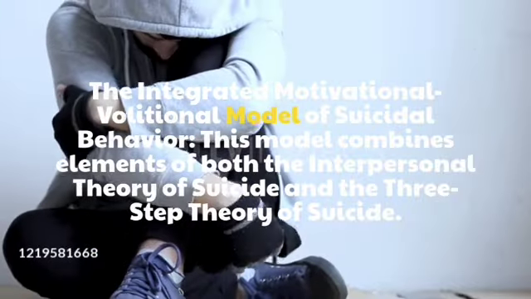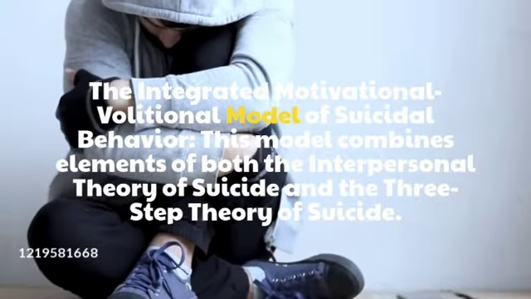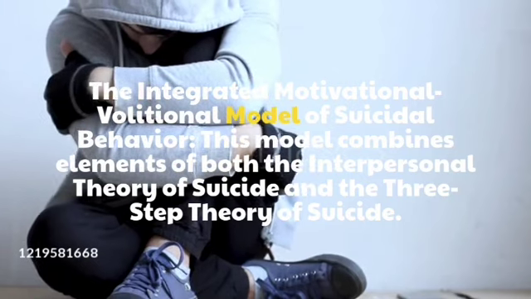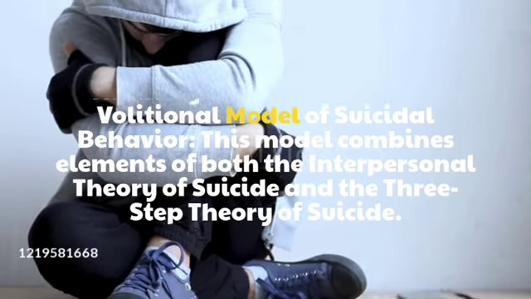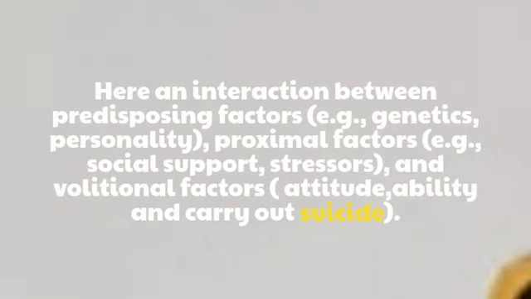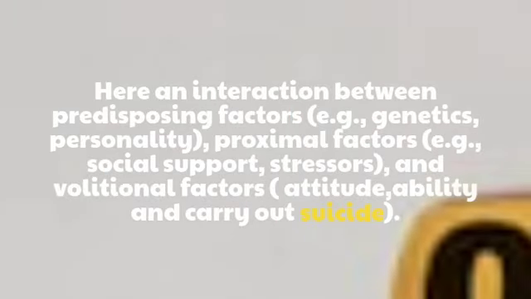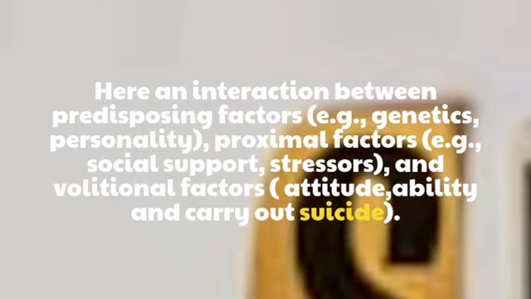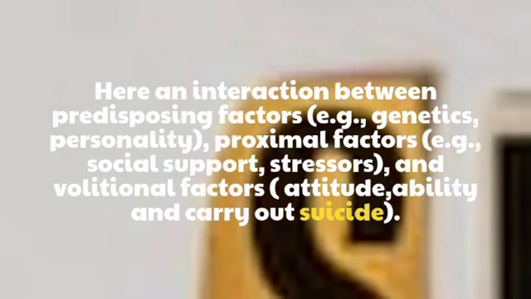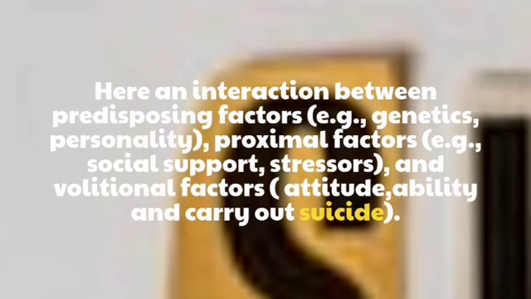The integrated motivational volitional model of suicidal behavior. This model combines elements of both the interpersonal theory of suicide and the three-step theory of suicide. Here, there is an interaction between predisposing factors, for example, genetics and personality, proximal factors, for example, social support and stresses, and volitional factors, such as attitude and ability, to carry out suicide.